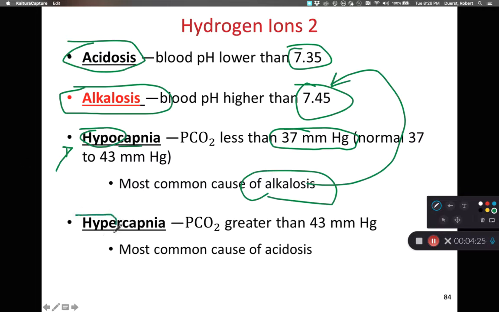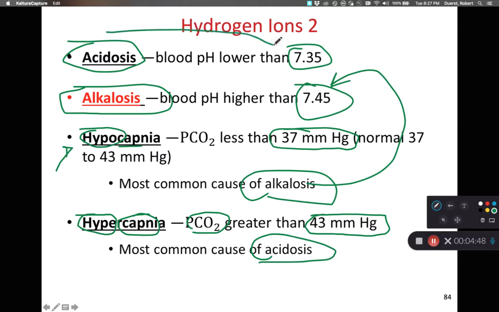If we have hypercapnia, we have too much blood carbon dioxide, a concentration greater than 43 millimeters of mercury for its partial pressure. And if we have too much carbon dioxide, we're going to have too much carbonic acid, which results in acidosis. So too much carbon dioxide is the single greatest cause of our blood becoming too acidic, of the blood pH dropping below 7.35.